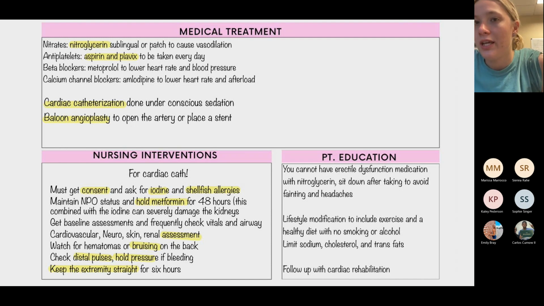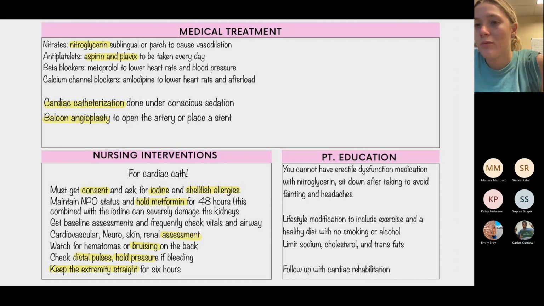So essentially, what do we have to do to prep our patient for a cardiac cath? Well, we need to make sure consent is signed, and we have to ask our patient, do you have any allergies to some iodine or some shellfish? If they do, you're going to have to talk to the provider. They might need a different form of dye because they could have a really bad allergic reaction, or they might bolus them with some steroids or something like that before. We hold our metformin for 48 hours.